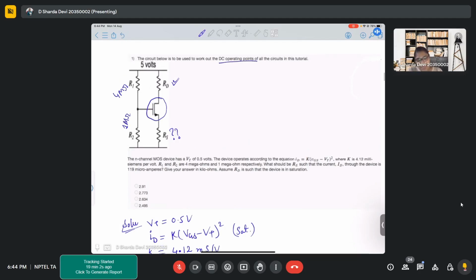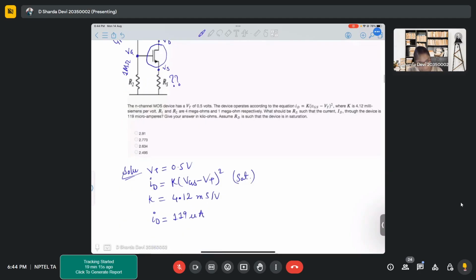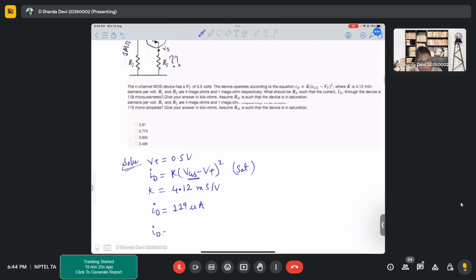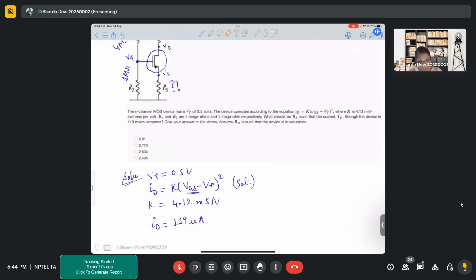So, how would we find the RS? Now, first things first, this is VG. Here we will have VS, and this is VD. With this information, the first things that we need to know in this current equation are VG and VS. So how to find VG? By the voltage division rule, right?